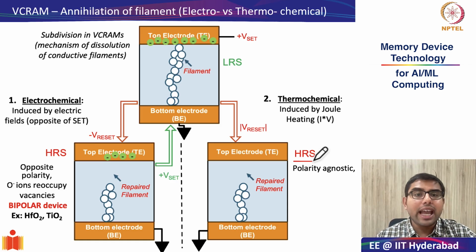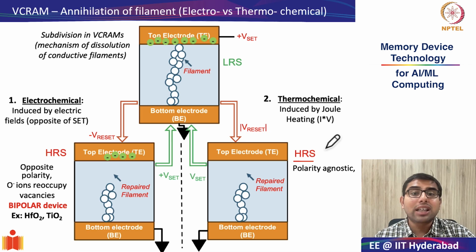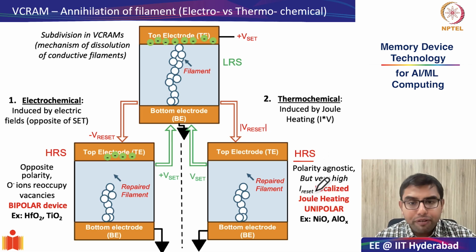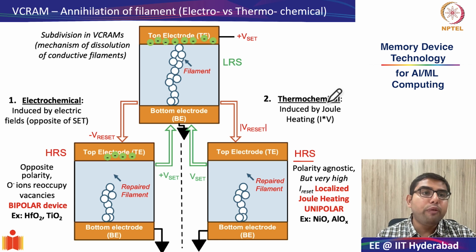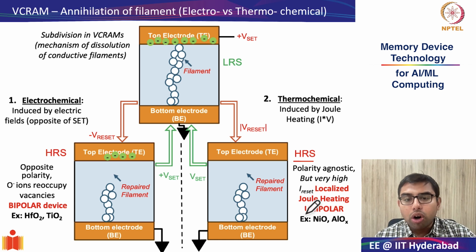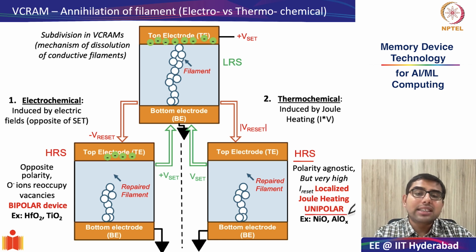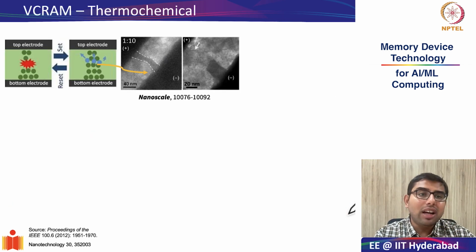And therefore we say that thermochemical devices are inherently polarity agnostic. And therefore thermochemically driven VCRAM cells are called unipolar devices. Some examples of unipolar thermochemical VCRAMs are NiO (nickel oxide) and aluminum oxide based RRAM cells. So let us look at some practical examples of thermochemically based VCRAM cells.